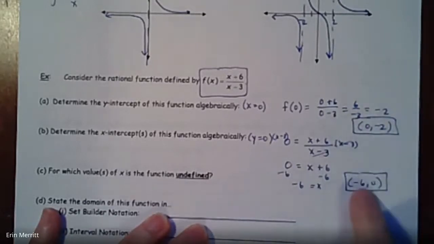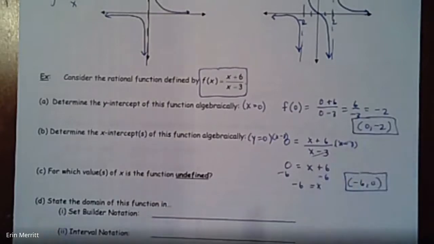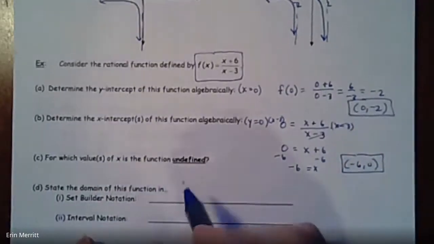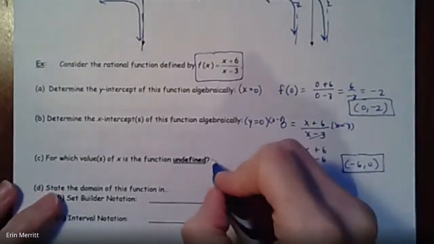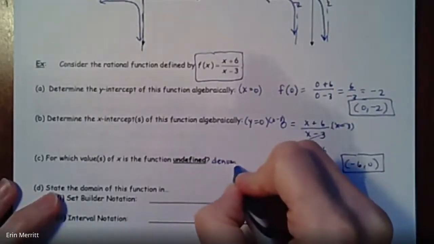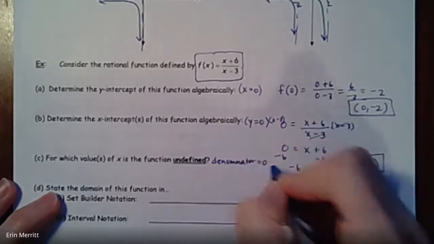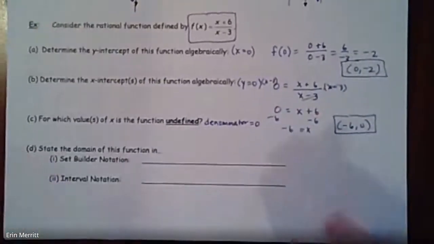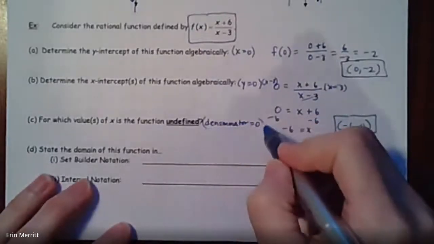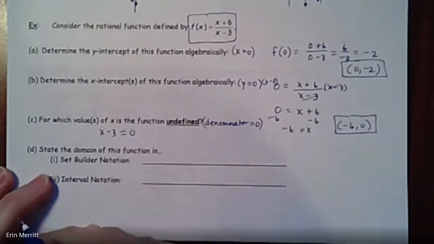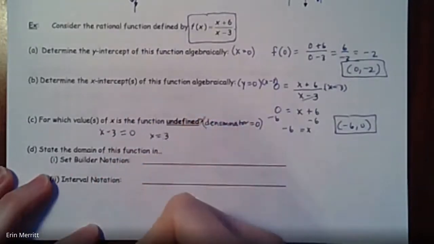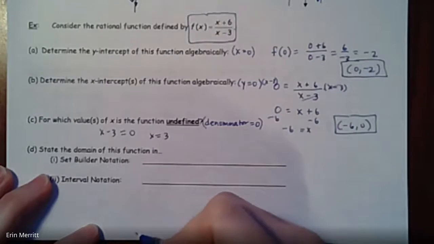And keep in mind, you can have more than one x-intercept. You cannot have more than one y-intercept. Right? So when it says for which values of x is the function undefined, when we think undefined, what we should be thinking about is when the denominator is equal to 0. If I try to divide by 0, it does not make sense, all right? That's what's going on. So if we take that denominator of x - 3 and set it equal to 0, we'd come out with x equals 3. That's the value that would make it undefined.